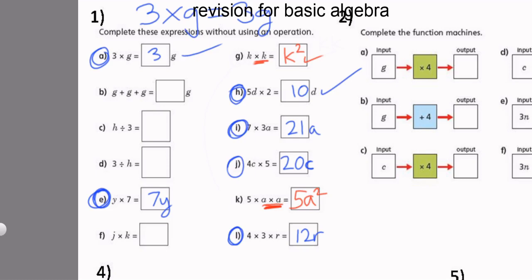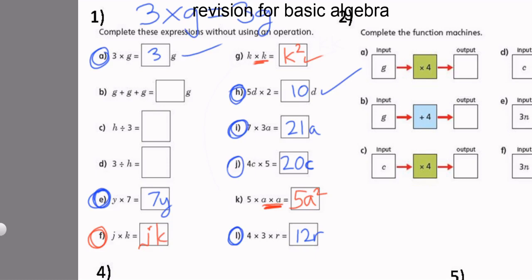Let's try question F. Right here. j times k is simply jk. As simple as that. The times symbol has disappeared. Try to put the letters in alphabetical order. Right then, let's try something slightly different. Let's try the division questions.